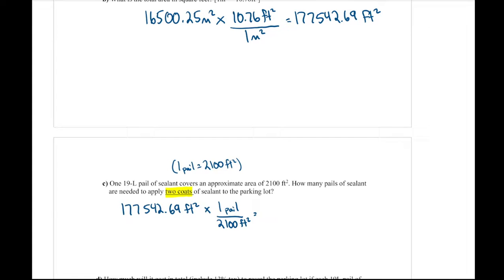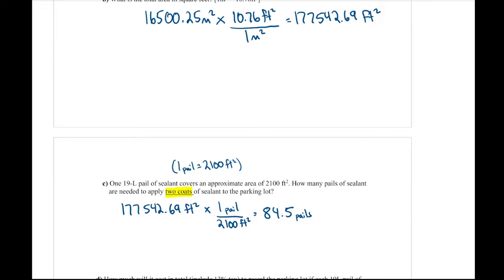Basically, I'm dividing my area by 2,100, and we should get 84.5 pails. So this would be how many pails it takes to seal the parking lot once.